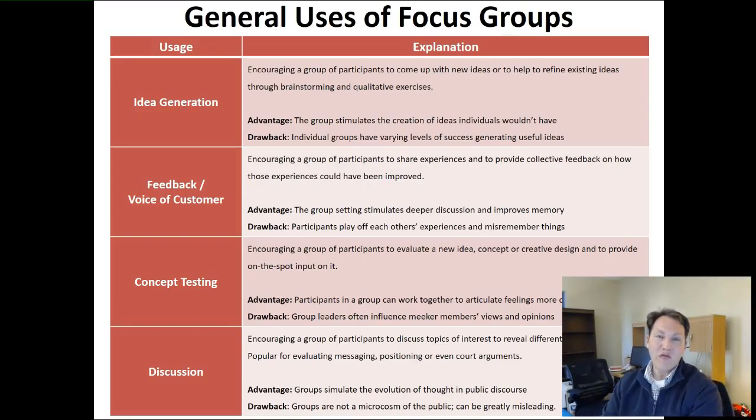Finally, another general use of focus groups is discussion. And that's just encouraging a group of participants to discuss topics of interest to reveal angles of approach. So, if you're trying to figure out, how can I get more people to use my service or product, you can just give them some different prompts in a focus group and let them talk about it for a little bit. And that might give you some ideas for what you can be doing. It's not quite the same as idea generation, because you're not asking them to generate the ideas. You're just listening for ideas that might be insights to you.